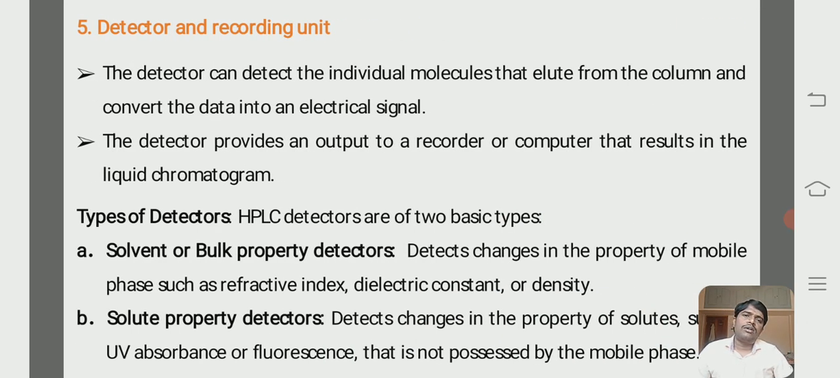Next component is detector and recording unit. The detector can detect the individual molecules that elute from the column and convert the data into an electrical signal. The detector provides an output to a recorder or computer that results in the liquid chromatogram.